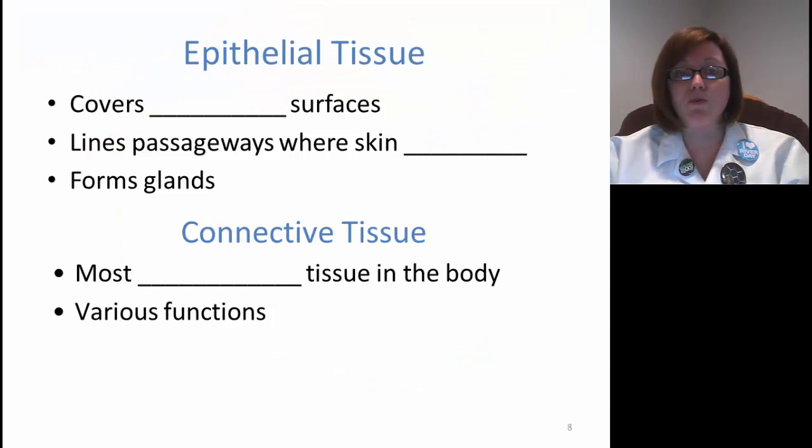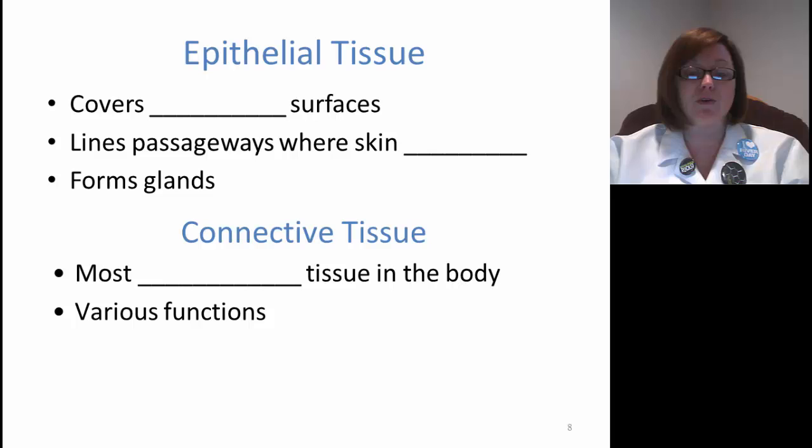So just a quick overview of these four different types of tissues. Epithelial tissues tend to be found covering exposed surfaces of the body. They're very protective in nature for the most part. We also find epithelial tissues lining passageways where skin goes in, right? So like the mouth, vagina, urethra as examples. Epithelial tissue also will form glands, so epithelial tissues can secrete substances.